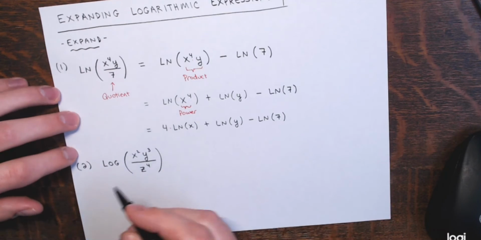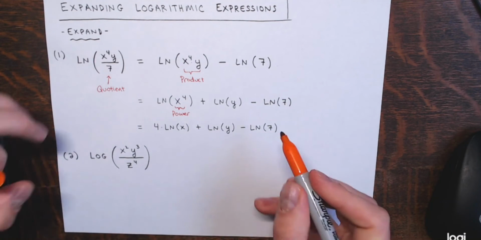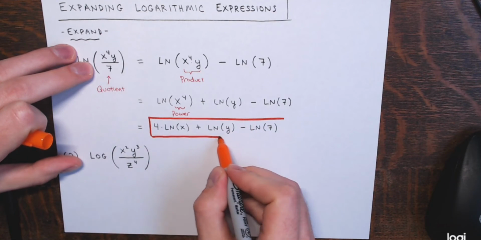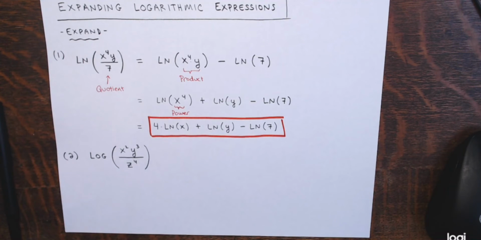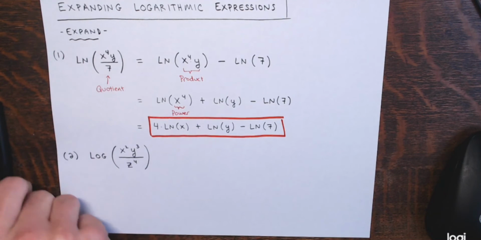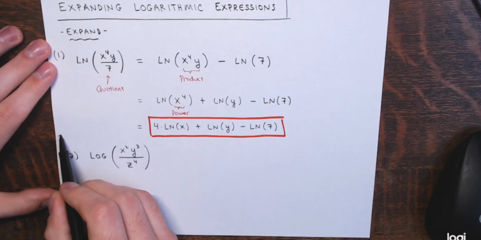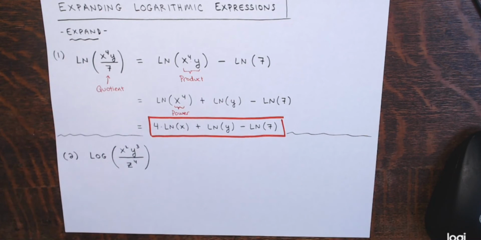And there we go. And now looking inside each of the logs, there are no more products, there are no more fractions, and there are no more powers. So this is as far as it goes when you're asked to expand completely. And that's it. Wonderful. And this is all we're doing for all these examples.